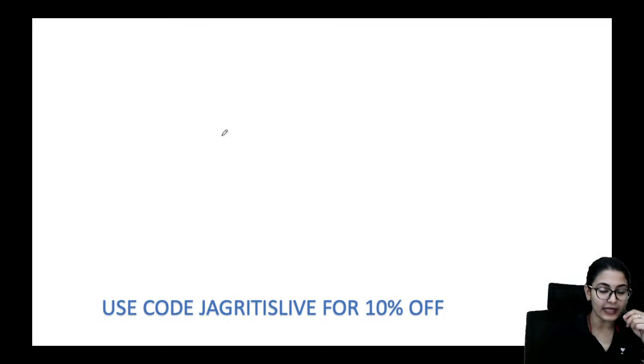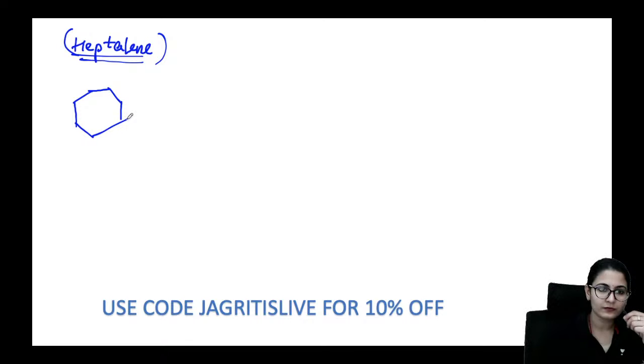Now let's talk about heptalene. If I say I'm talking about heptalene, इससे क्या समझ में आता है guys? What is going to be the structure of heptalene? What could you say about it? Yes, there are two seven-membered rings which are fused to each other. Yes or no? In this way?